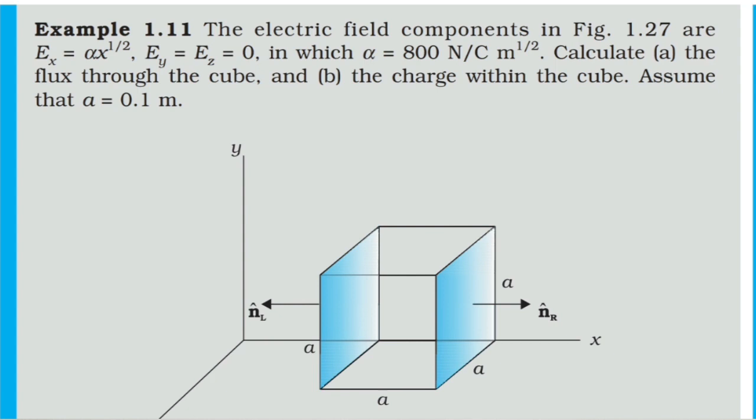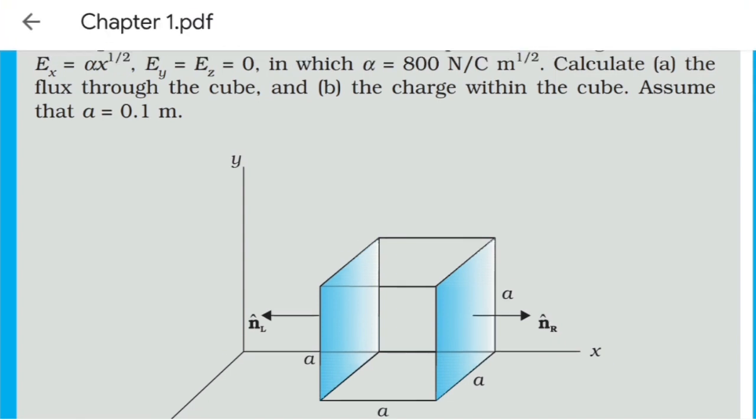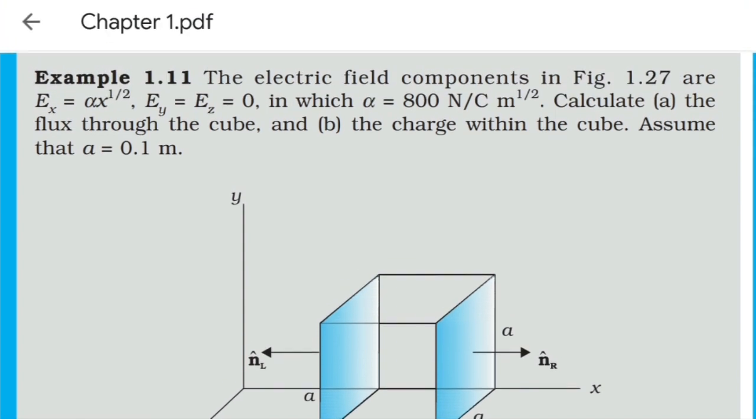We are discussing some problems which we haven't discussed yet. First one, example problem 111. Electric field components in the figure are Ex equal to alpha x raised to 1 by 2, Ey equal to Ez equal to 0, in which alpha equals 800 Newton per Coulomb m raised to 1 by 2. Then calculate the flux through the cube and the charge within the cube.